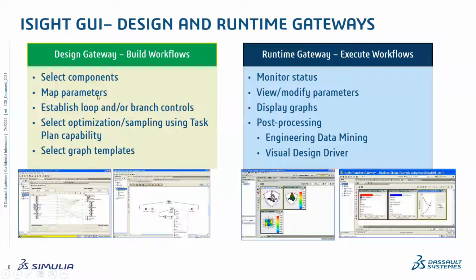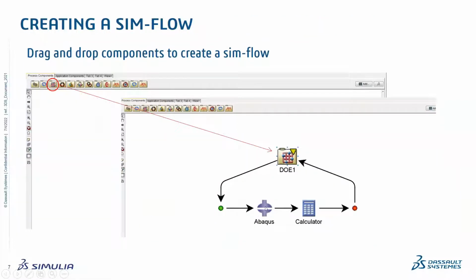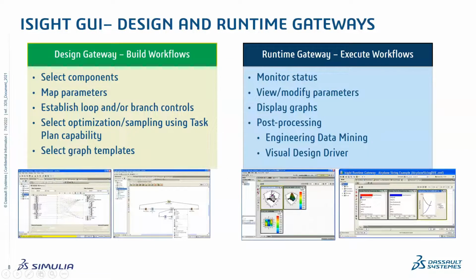With design gateway, you can select the components and map the parameters. If you're going to have multiple activities involved, you can map what parameter information should move from Abaqus to the calculator, or in a bigger workflow, from one activity to the other, how the information should pass. All that you can define in your design gateway, like you see here. This is how the information is passing between different activities. And you can create your own workflows, or define the graph templates. You can define it earlier, or even create it in your runtime gateway as well. As you see, these are all your graph templates.